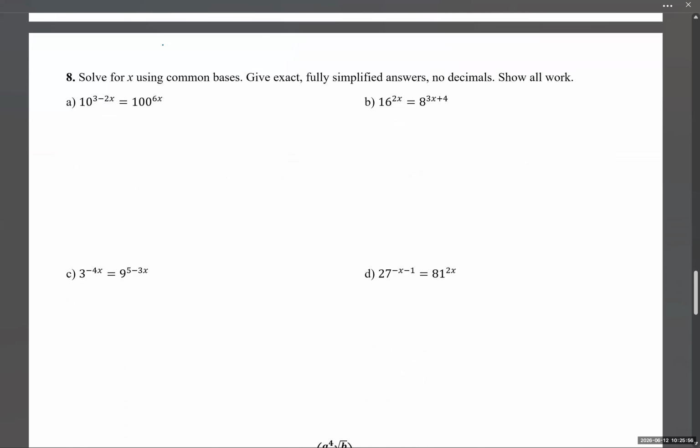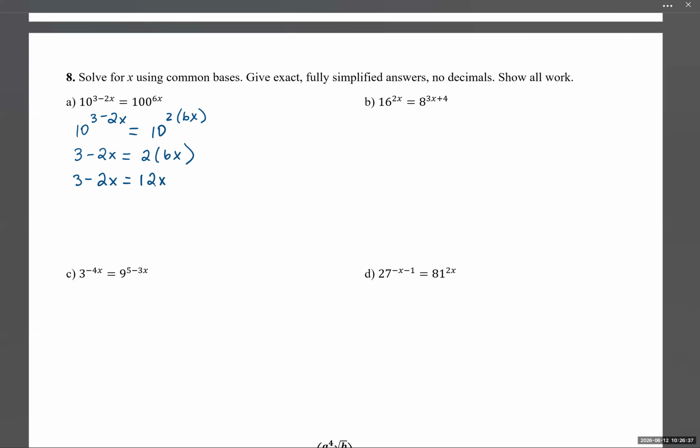Number 8, we're going to be solving these equations for x using the common base technique. So 10 to the power 3 minus 2x equals 100 to the power 6x. 100 is a power of 10, so this is 10 to the 3 minus 2x equals 10 to the second, that's 100, but it was already to the power 6x, so we'll put that down also. Now that the two bases are the same, we can drop the bases and just equate the exponents. And then it's a simple linear equation that we can solve.